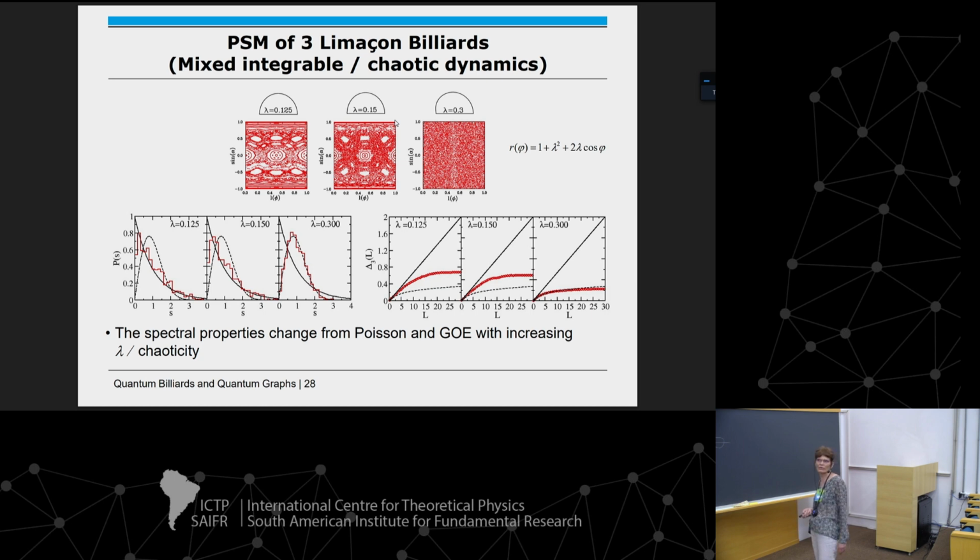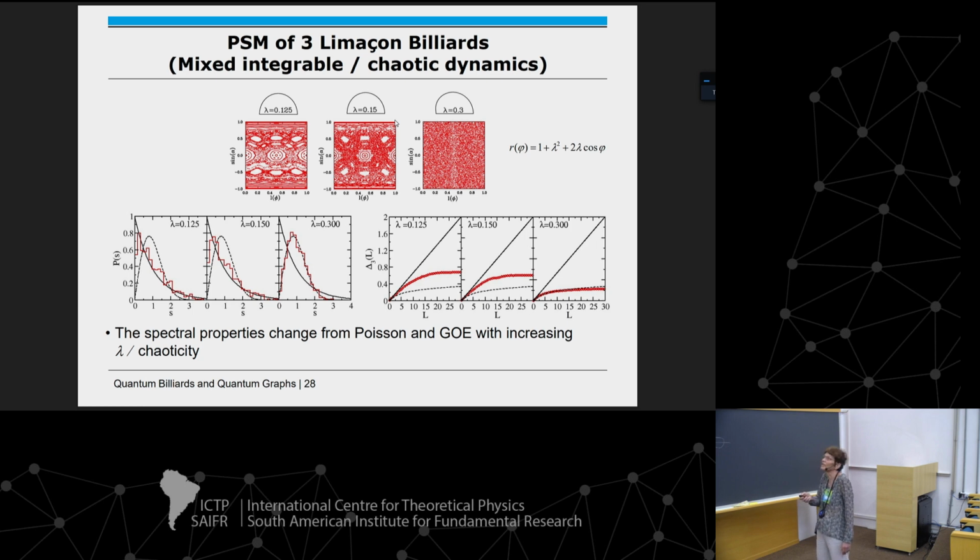This one was also derived in times of nuclear physics, a long time ago, because when you have a nucleus, you usually don't see pure GOE, but something in between integrable and chaotic. And the same you can have when you look at a quantum billiard. Here again is a Limaçon family for different parameters. You see big islands of integrable dynamics, and with increasing parameter the size of these islands decreases, and at lambda around 0.3 you have full chaos.